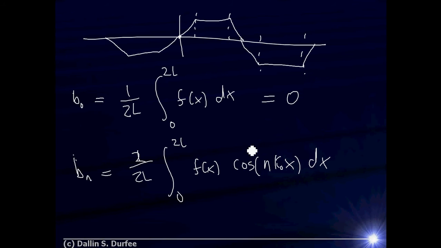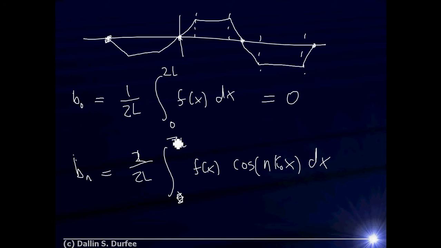Why would an odd integrand integrate to 0? Because, remember, this is periodic, so I can integrate from 0 to 2L, or I can shift where I start. I can integrate over any complete period. I could start anywhere and integrate up to 2L above that, and I'll get the same thing because it's periodic.